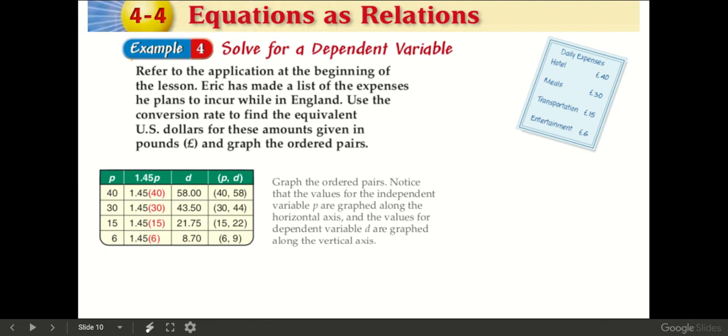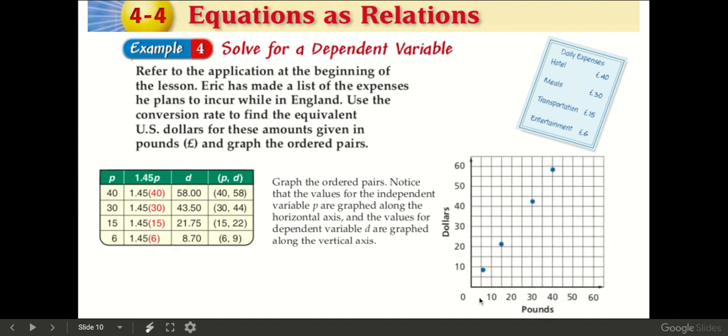So now I can go ahead and graph the ordered pairs. It says, notice the values for the independent variable P are graphed along the horizontal axis, and the values for the dependent variable D are graphed along the vertical axis. So P is the independent variable, and D, dollars, is the dependent variable. And here's the relation. Here are the ordered pairs.